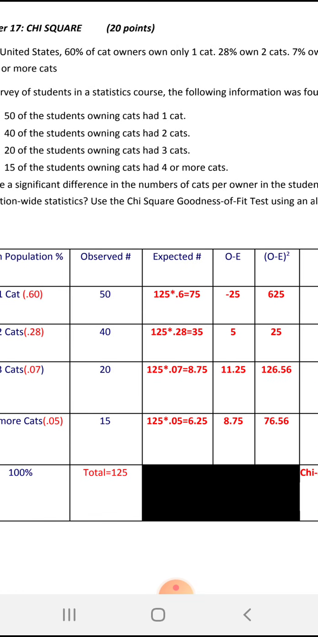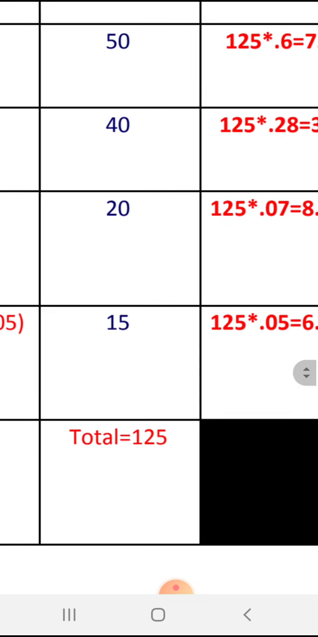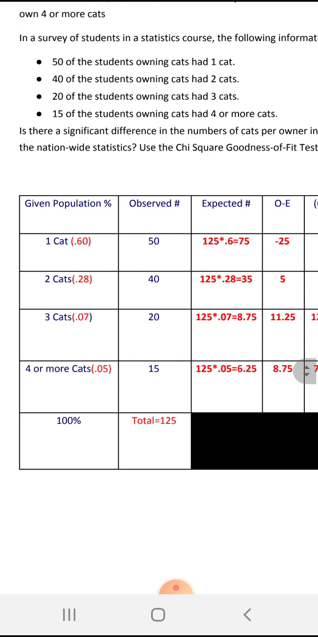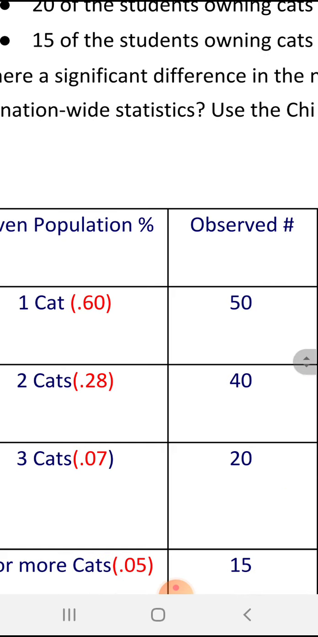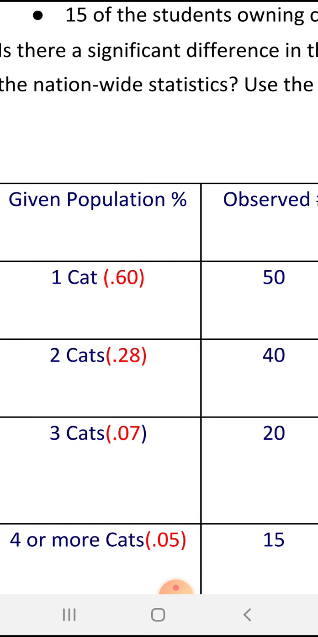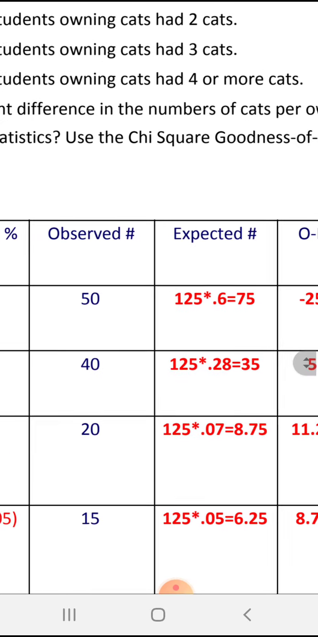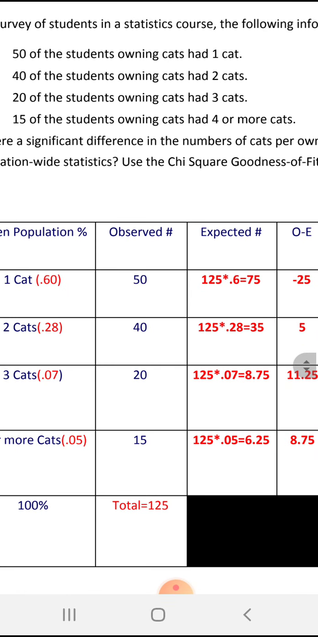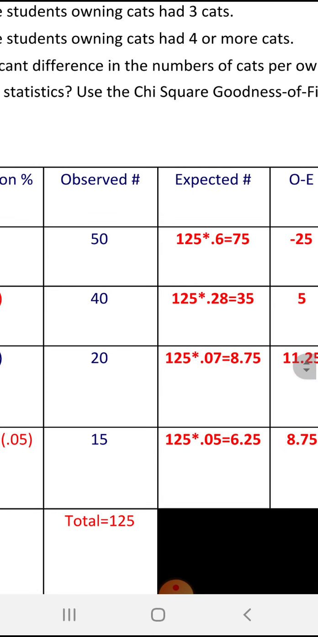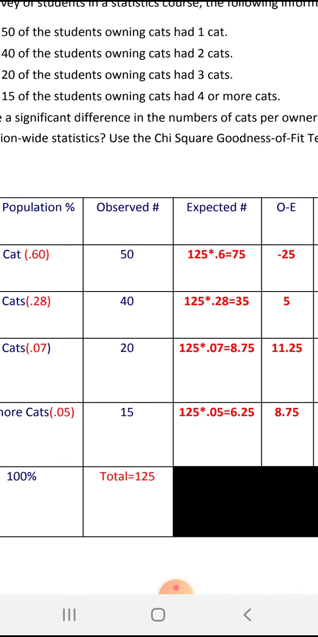Now, to get the expected value, you take this total number and multiply it by the decimal version of the given population percentage for each value. So 125 times 0.6, or 0.60, it's the same thing, gives you 75. 125 times 0.28, 35. 125 times 0.07, 8.75. And 125 times 0.05 equals 6.25. Now we have our expected numbers.